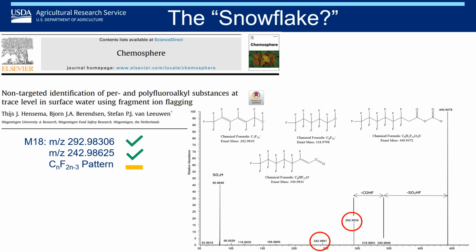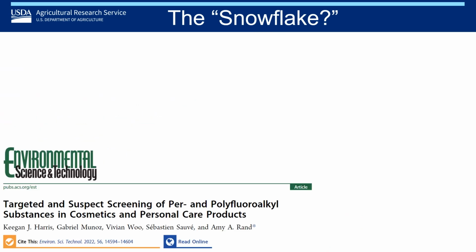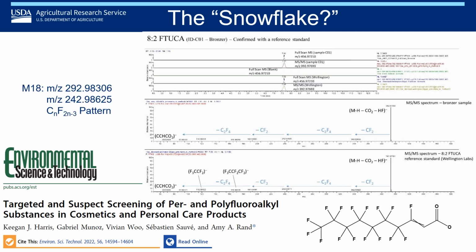So we kept looking. What we ended up finding was a really interesting paper by Harris et al. looking at suspect screening PFAS in cosmetics. One of the substances that they were able to identify and confirm with reference standard was 8,2-FTUCA, or fluorotelomer unsaturated carboxylic acid. The structure is at the bottom. It is similar to some legacy PFAS, but then has an unsaturated carbon in between the carboxylic acid and the fully fluorinated chain.